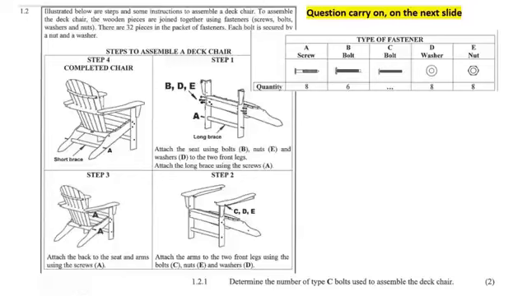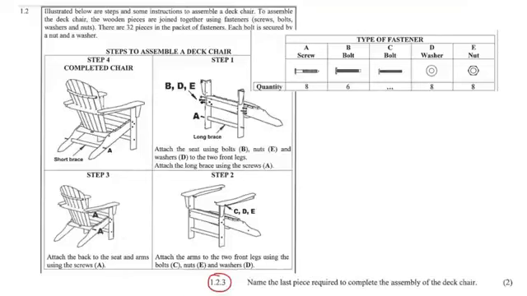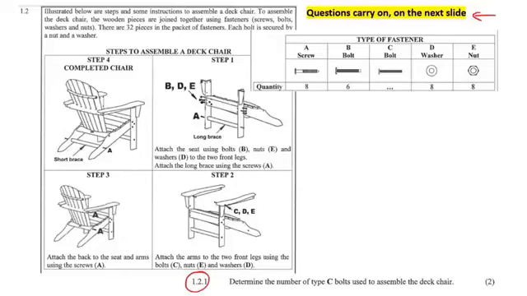Okay, so with this question, please keep in mind that the questions do carry on. So the first question will be over here, then there's another one, and another one. So let's get started. So I think pretty much they're just showing us how to build like a deck chair. Okay, a deck chair. So it says, illustrated below are the steps and some instructions to assemble a deck chair. To assemble the deck chair, the wooden pieces are joined together using fasteners. Now those could be screws, bolts, washers, and nuts. Do they say bolts? Oh, bolts, different types of bolts, I guess.